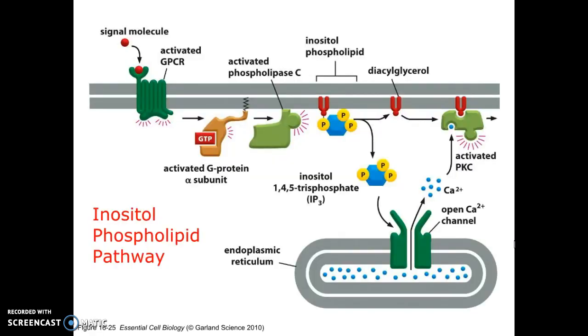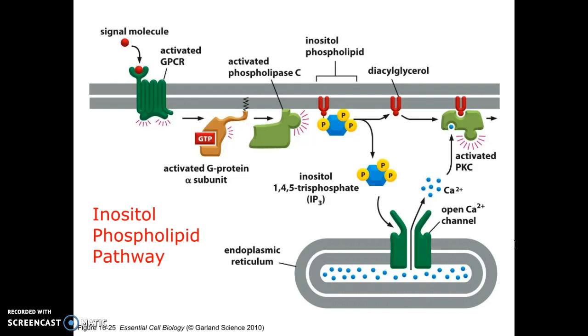Okay. Another G protein coupled receptor is the PIP pathway. So inositol phospholipid pathway. So once the activated G protein goes and activates its downstream target, in this case, the activated downstream target is phospholipase C. And phospholipase C is going to go to an inositol phospholipid and cut it, so that now we have IP3, inositol 1,4,5 triphosphate, and a diacylglycerol.